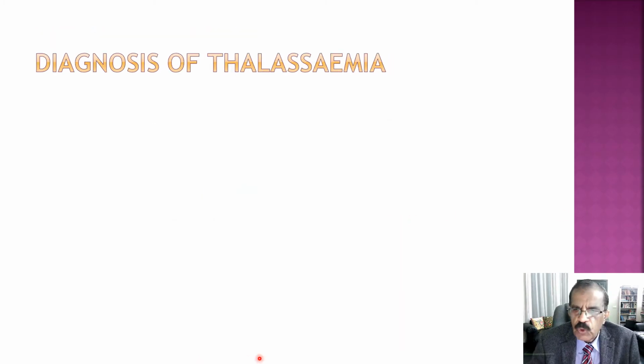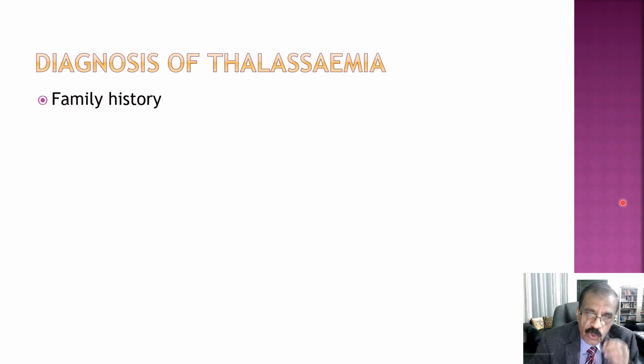The diagnosis of thalassemia, first of all, there may be family history, but let me make a point that family history is not always available or not always known. Of course, one of the parents must have thalassemia trait, but it is not always known. So sometimes we have to go back to the parents and screen them. But if the family history is positive, then the diagnosis will become easy.